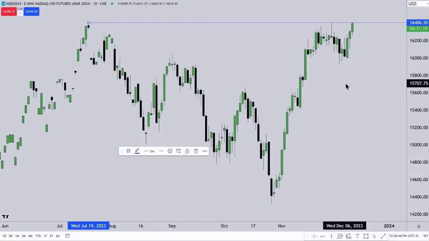that front month right now, which is December still, even though volume is highest in the March 2024 contract, December's still active. So you can't discount that.